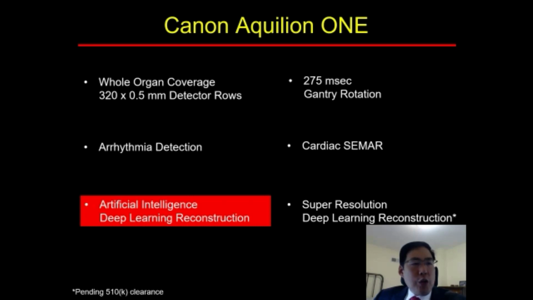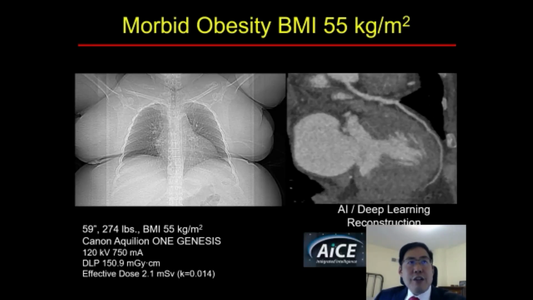So Aquilion-1 also has artificial intelligence deep learning reconstruction, and I helped in the development and validation of the reconstruction. So here's an example where deep learning reconstruction, with its ability to significantly reduce image noise, can really help the patient. So this is a morbidly obese patient, BMI 55.